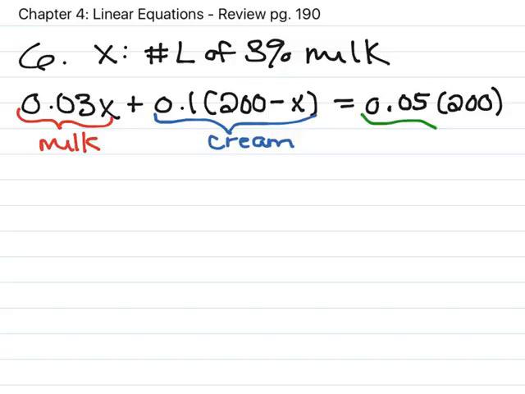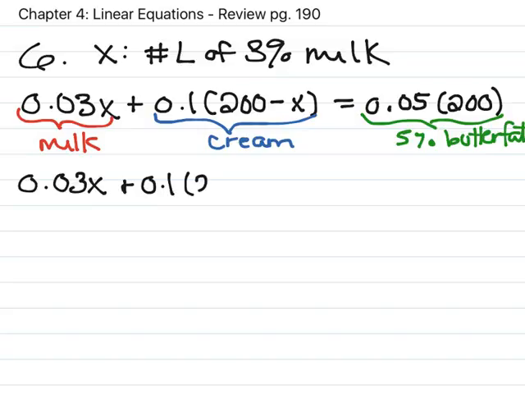And this came from the fact that it is making 5% butterfat. So this is the butterfat. So to start, we're going to take our equation. So it's 0.03x plus 0.1 times (200 minus x) equals 10. I just solved the green part.